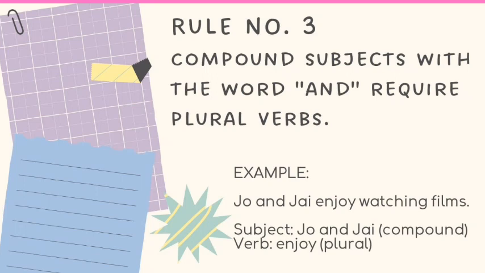Rule number 3, compound subjects with the word and are required plural verbs. Example, Jo and Jay enjoy watching films. When the subject of the sentence is composed of two or more nouns or pronouns connected by the word and, we should use a plural form of the verb. In the given sentence, the subject Jo and Jay are grouped and created a compound subject. So the verb should be in a plural form, which is enjoy.